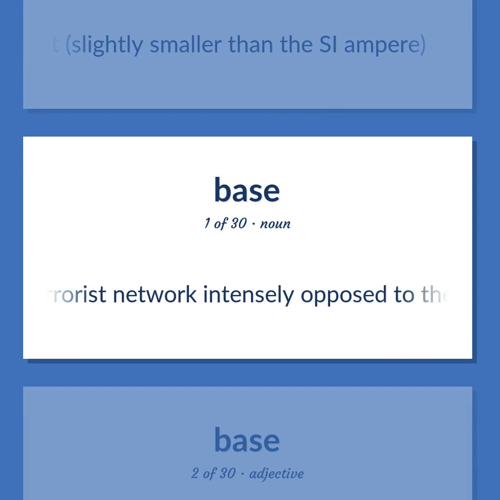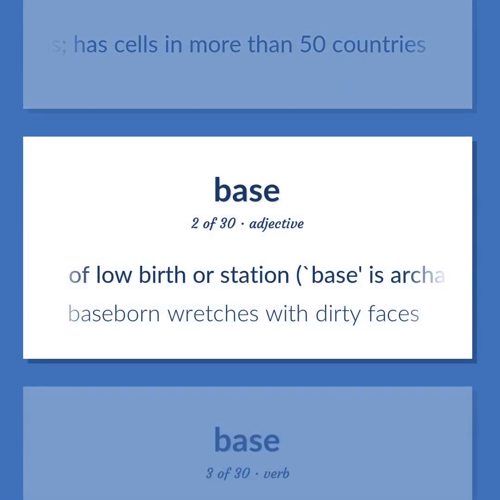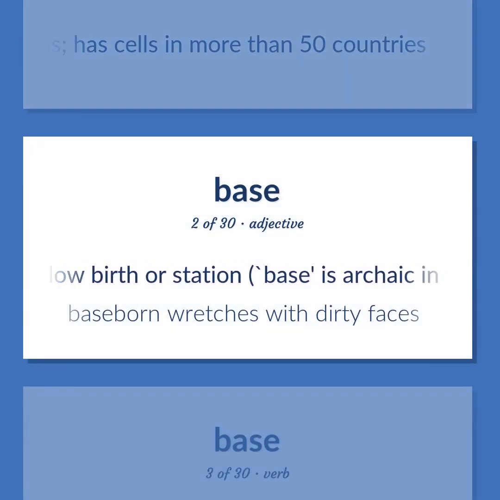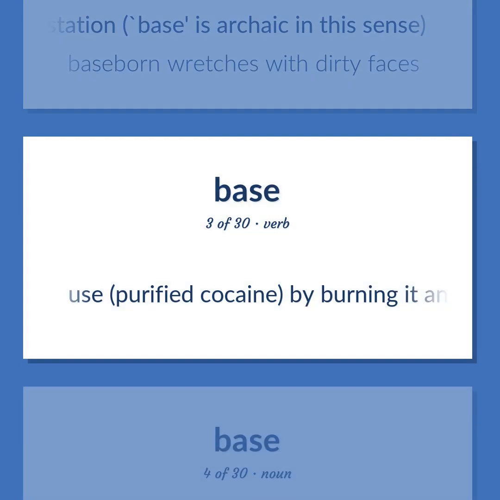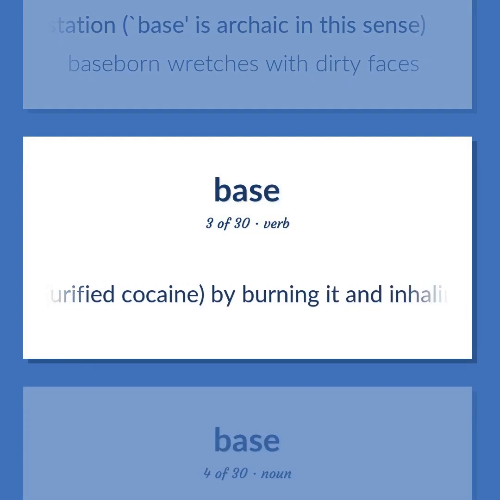A terrorist network intensely opposed to the United States that dispenses money and logistical support and training to a wide variety of radical Islamic terrorist groups, has cells in more than 50 countries. Of low birth or station, base, is archaic in this sense. Baseborn wretches with dirty faces. Use, purified cocaine, by burning it and inhaling the fumes.